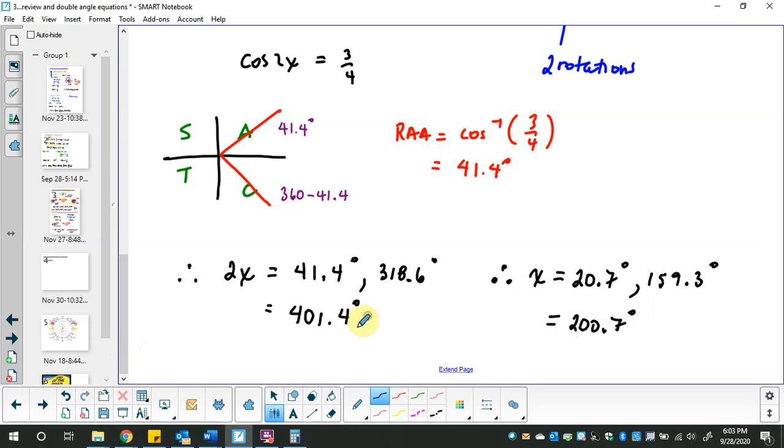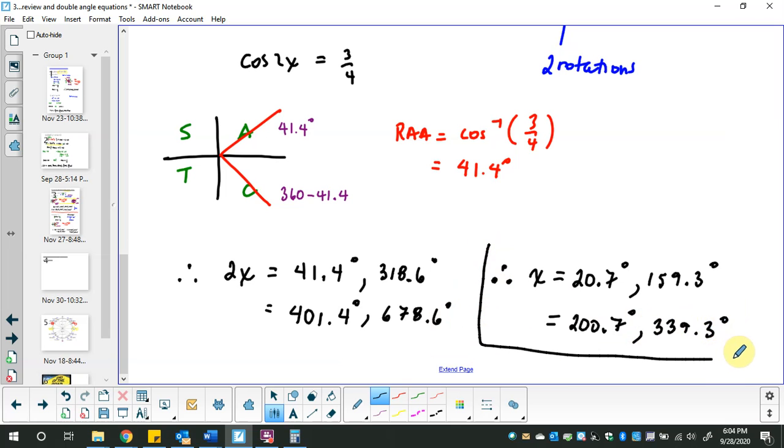200.7 degrees. And then finally, I'm going to take 318.6, add 360, I get 678.6, so still within 720. And remember, all these ones on the left are your 2x answers. You need to divide them by 2 to get your 1x or x answers. And this is your list of values that are trapped between 0 and 360.